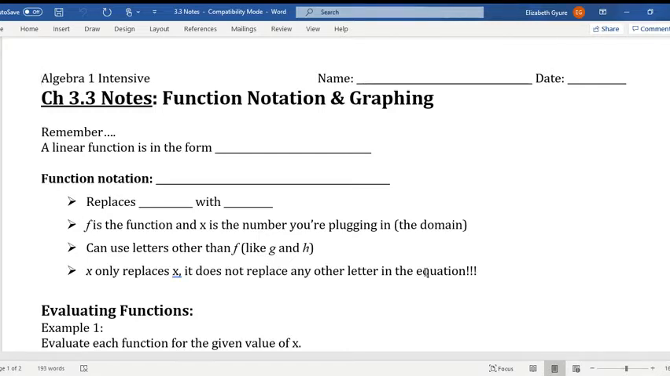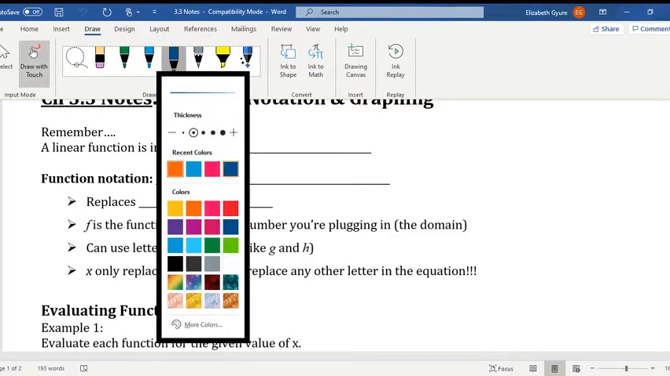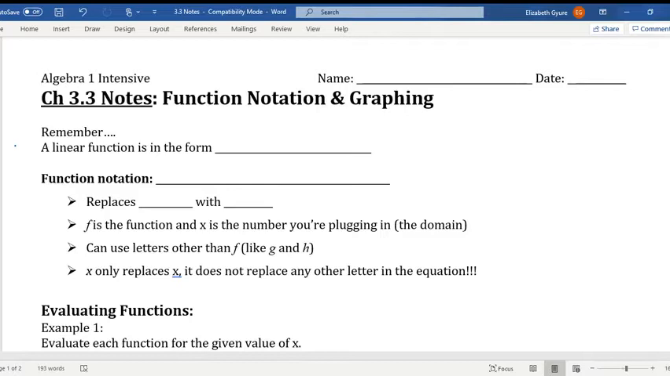So something to remember as we start function notation and graphing is that a linear function is in the form y equals mx plus b. So what I want you guys to make sure you're doing is follow along and taking notes just like we would in class, okay, because you will need to know this for your test. So y equals mx plus b.